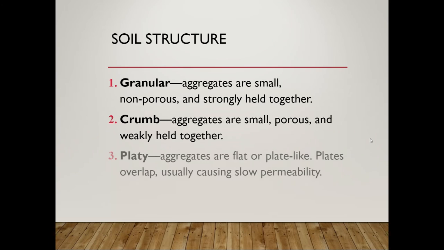So some different types of soil structure. You have granular, and the particles of granular soil are small, non-porous, and they are strongly held together. So what we mean by porous is the ability of water to run through it. Next, you have crumb, and the particles are small, they are porous, and they're not strongly held together. Next, you have platy, and these are flat plate-like plates that overlap, usually causing slow permeability, meaning water does not leach through very quickly.